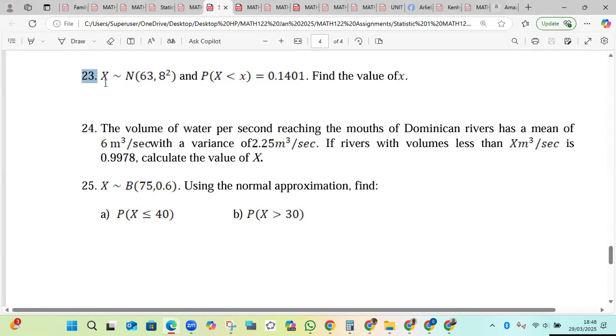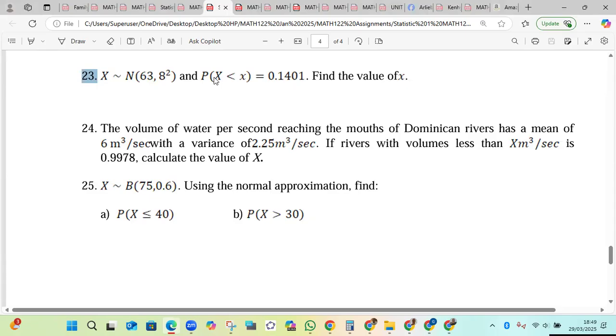It says X approximates a normal distribution with a mean of 63. The mean is given, a variance of 8 squared, so that means the standard deviation is given, and a probability value of 0.401. That's the probability that X is less than a certain value of X. Find the value of X. So it's the value of X that is missing. We have the mu, we have the sigma, we have the probability value. So we find the value of X.